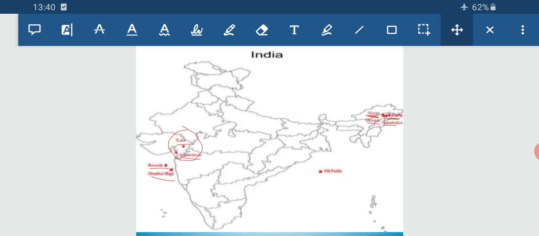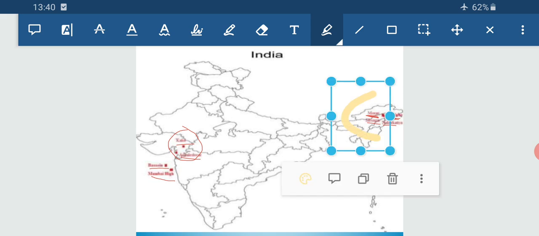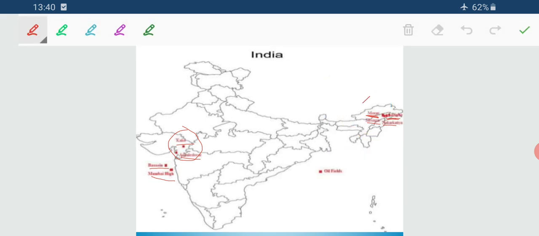Now one big question. Kalol and Ankleshwar are adjacent to the coastal area, but Assam does not have any connectivity with the coastal region. Then how is it possible to get petroleum reserves over here?